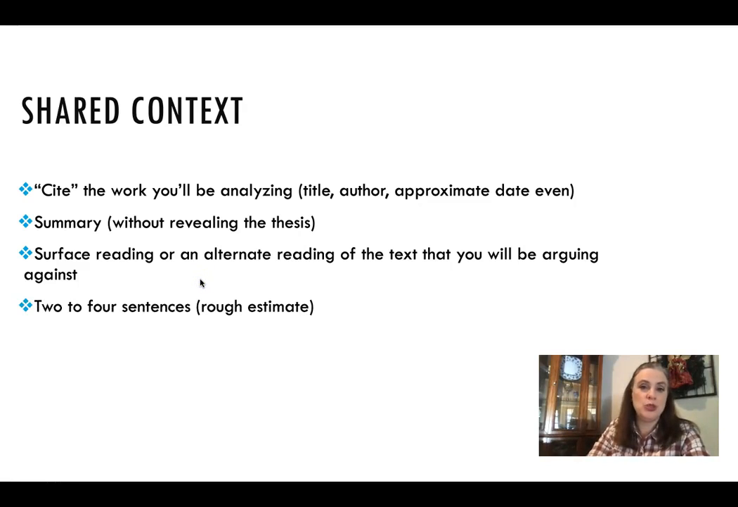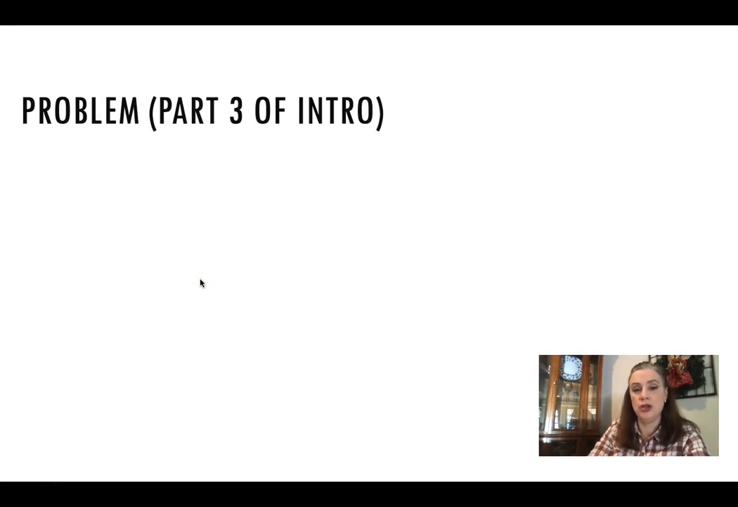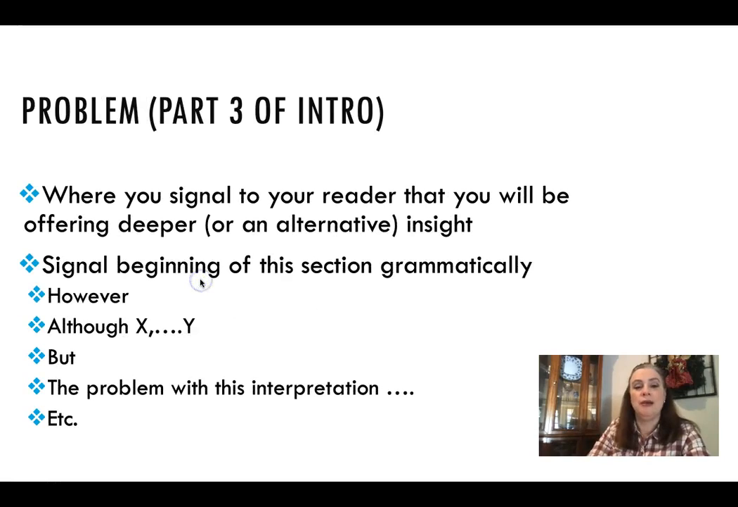A rough estimate of this portion of your paper is 2 to 4 sentences long. Okay, when you give the problem or introduce the shark, you're going to signal to your reader that you will be offering a deeper or an alternative insight. And I talked about signaling the beginning of this section grammatically with something like however, or although X, Y, X and Y being placeholders for arguments, the word but, the problem with this interpretation, any kind of really, really obvious signal. You may feel cheesy doing it, but it is super helpful for the reader, okay?